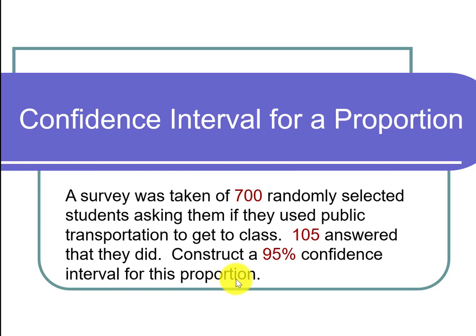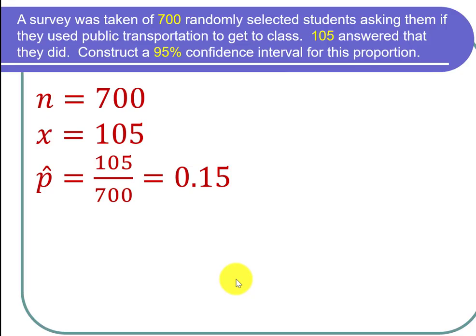So the first thing I want to do is write down the important numbers and the symbols for them. We had 700 students in the survey. That's the sample size, n equals 700. 105 answered yes, so that's x equals 105. And then the sample proportion, which is p hat, will be 105 divided by 700, which is equal to 0.15.